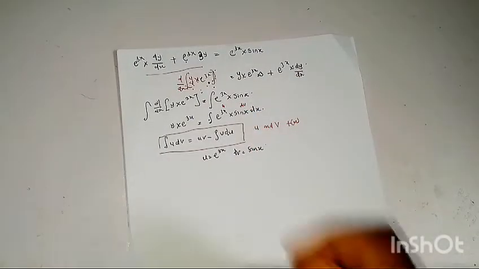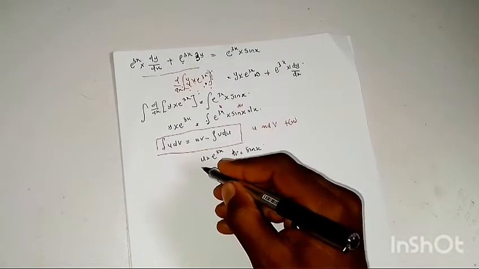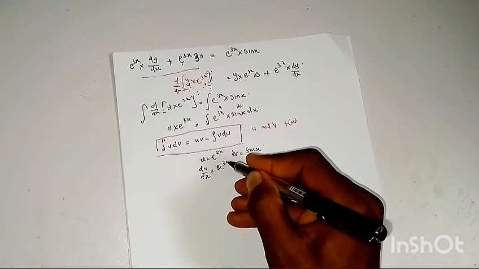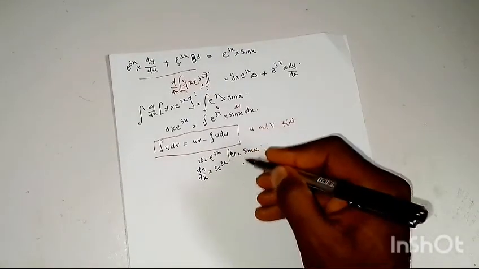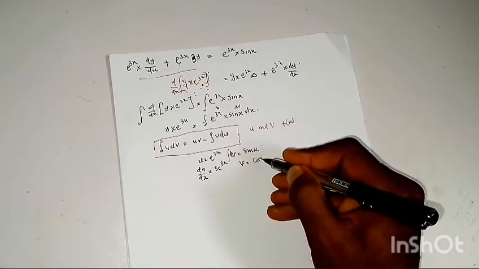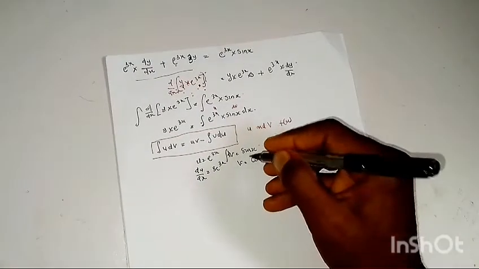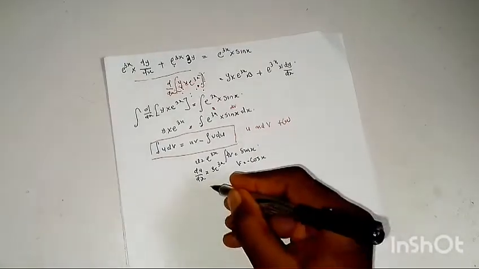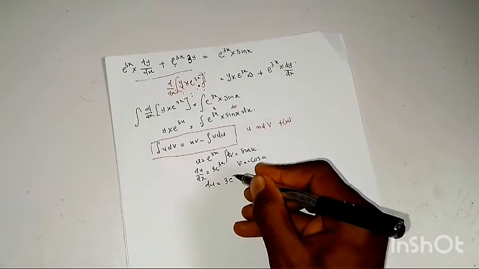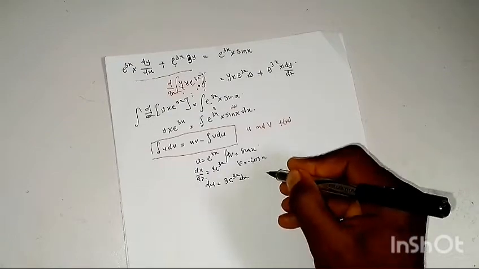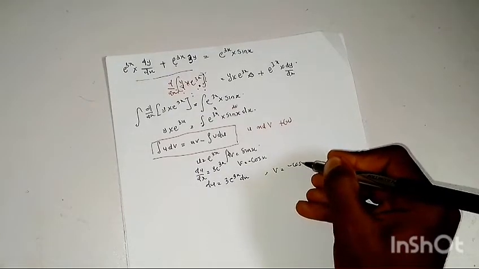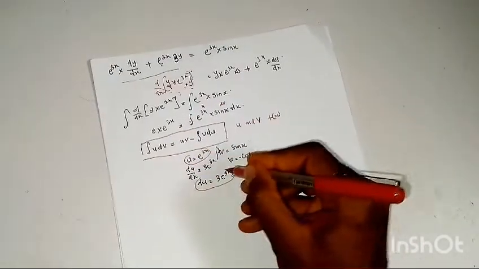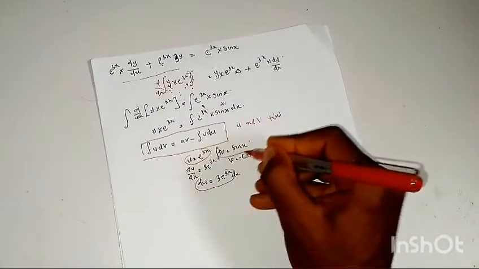Now differentiating my u, du/dx is equal to 3 exponential 3x. And integrating my dv, v equals minus cos x, since integrating sine x gives minus cos x. So making du the subject, this is 3 exponential 3x dx, and v equals minus cos x. Then we put these values into the formula for integration by parts.